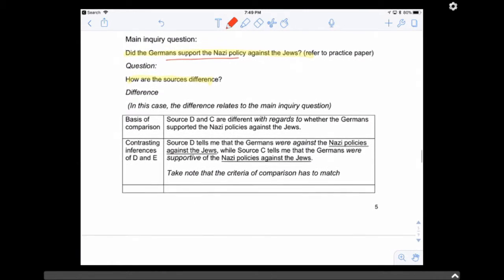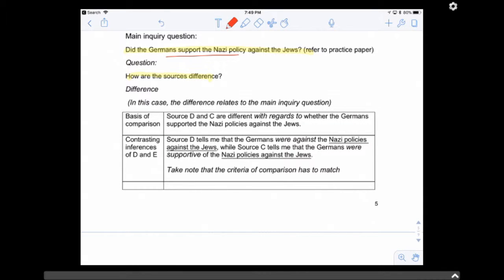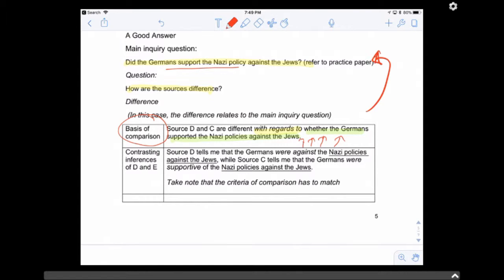So when you write your answer, be very clear that you know what is your basis of comparison. Okay? So D and C are different. I always use this phrase, with regards to. So with regards to what topic? With regards to whether the Germans supported the policies against the Jews. And this is my clear topic. This is what I'm going to make a comparison on. So be very clear, what is your topic? This topic links to the inquiry question, right?